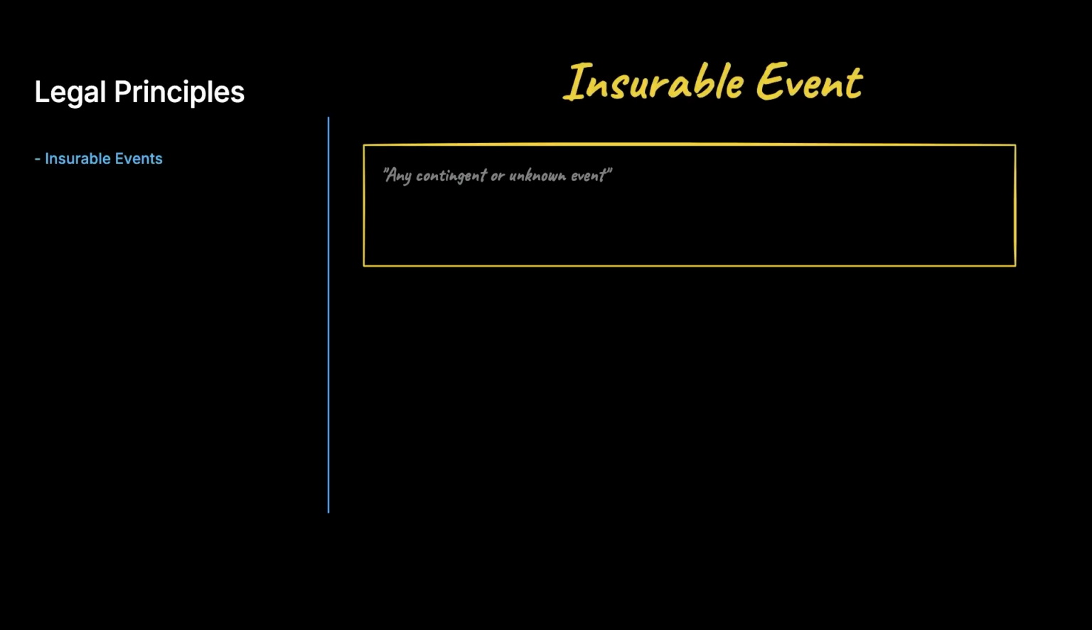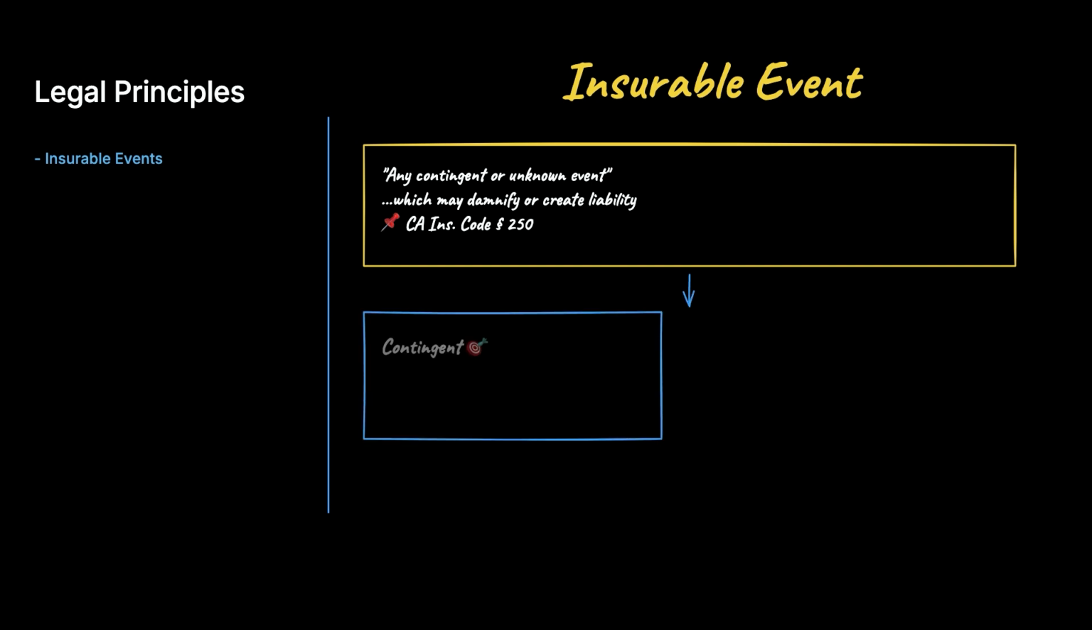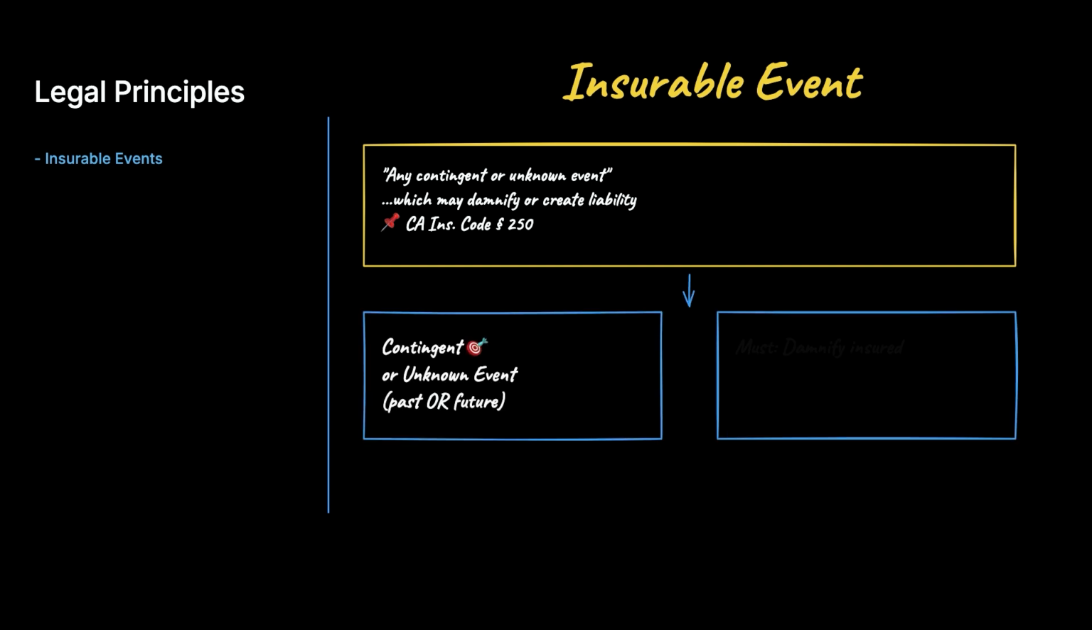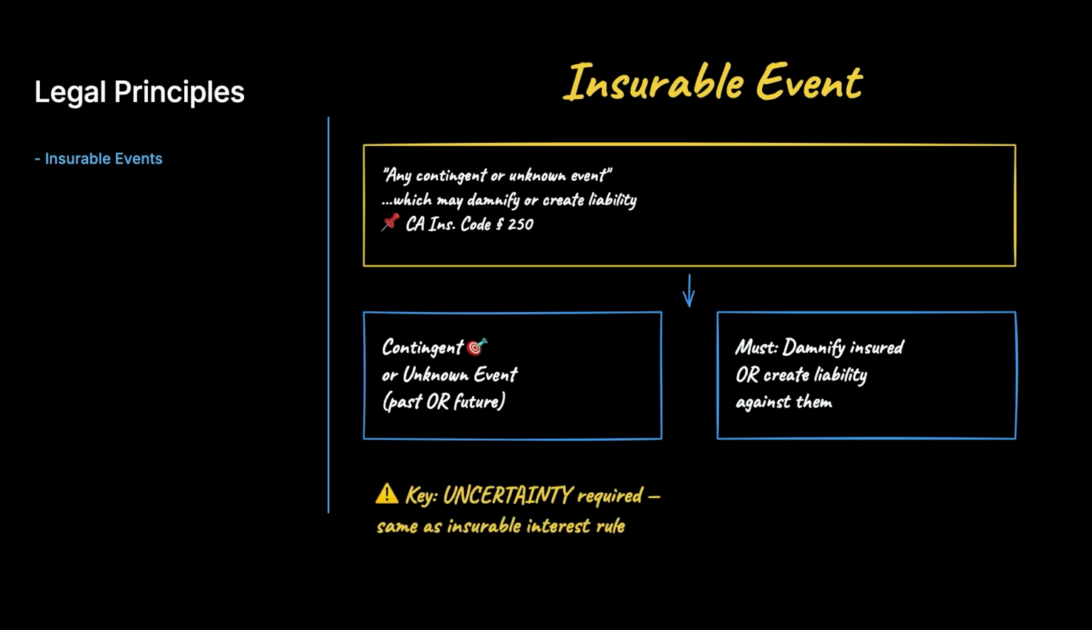Now let's talk about what the law lets you insure against. California Insurance Code, Section 250, defines the insurable event. It says any contingent or unknown event, whether past or future, which may damnify a person having an insurable interest or create a liability against him, may be insured against. Notice that same uncertainty requirement, contingent or unknown.